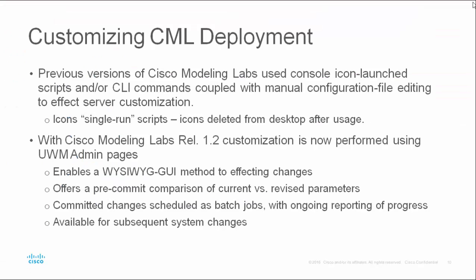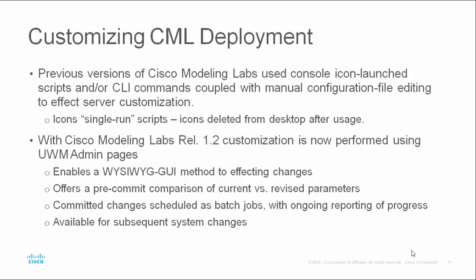With the server properly licensed, we can now finish the installation process. This entails customizing the server to meet site-specific deployment details and expected usage requirements. In previous releases of Cisco Modeling Labs, this was done by manually editing configuration files and applying those changes using console-based icon-launched scripts or CLI commands. As before, the icons are one-time use objects on the console desktop that disappear after usage. While these icons and CLI commands are still present and usable, they are expected to be removed in future releases.